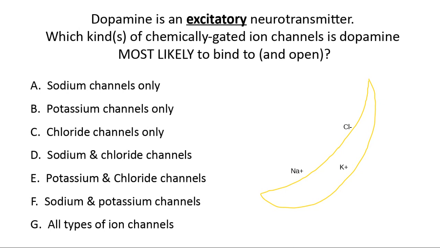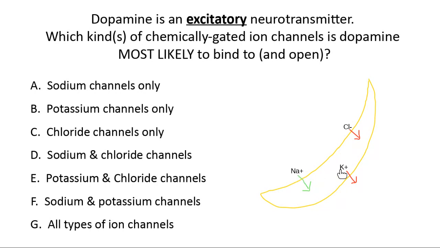So when we think about these things, the way that they're going to move is down their concentration gradient. I've got a bunch of sodium on the outside, sodium wants to come in. I've got a bunch of chloride on the outside, chloride wants to come in. I've got a bunch of potassium on the inside. Potassium wants to get out of there, not going to stay.